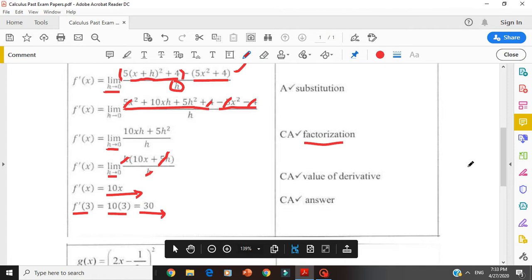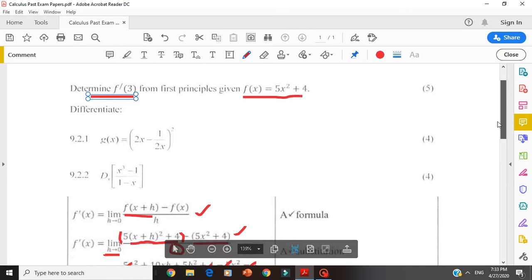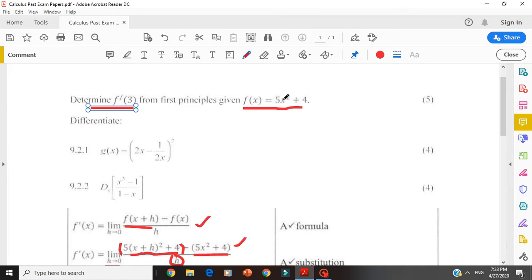Okay. So to double check if our answer was correct, you can use rules for derivatives, and this will become 2 times 5 is 10, x to the power 2 minus 1 is 1, and the derivative of any constant number, 4 for example, is 0, and so our answer is correct.